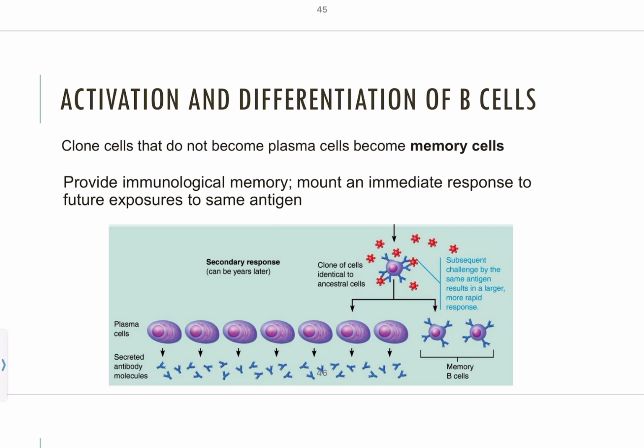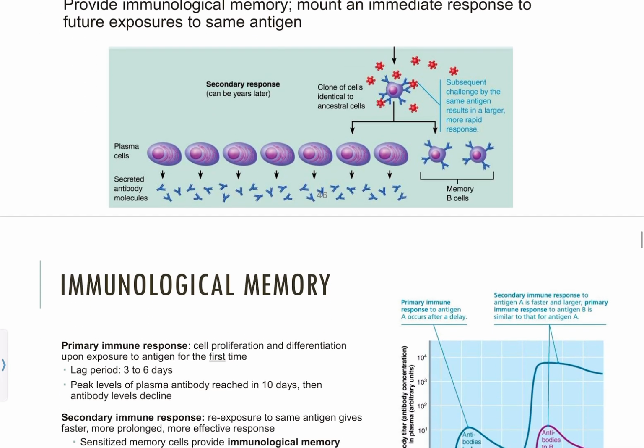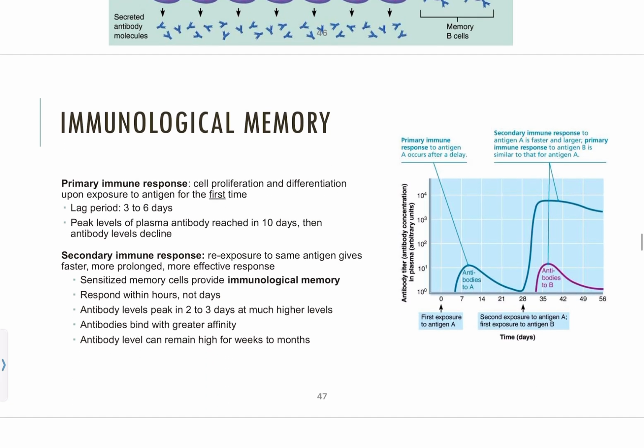So this is just showing you a little bit more about the memory cells and the importance of memory when we're talking about the adaptive immune system. So when we're talking about immunological memory, we have primary and secondary immune responses. Primary means the first exposure to that antigen, and secondary immune response would be subsequent exposures. So the second, third, or potentially fourth or more. When we're talking about the primary immune response, it's a lot slower, so that's why we make those memory cells just in case we encounter it again.